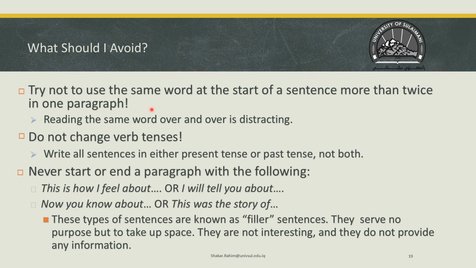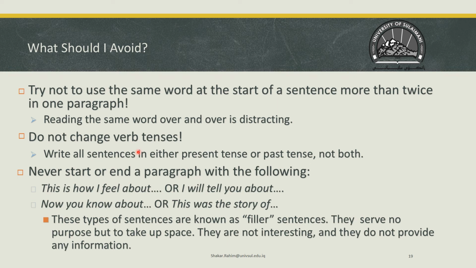What should I avoid? Try not to use the same word at the start of the sentence more than twice in the paragraph. The same word over and over is distracting. It's boring. For example, you say, in the morning I did so and so, and in the morning so and so. In the morning, why do you always say in the morning? It's boring. It makes your writing not nice, disturbing and distracting. People don't like to read it.